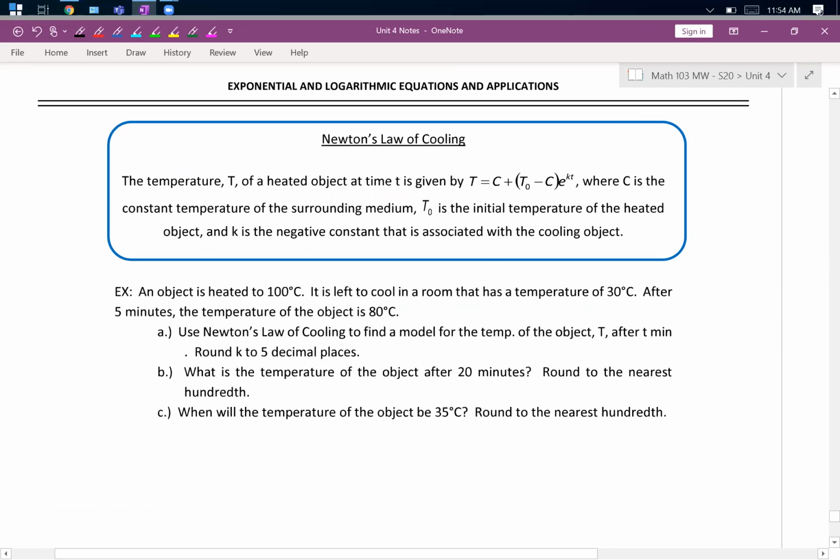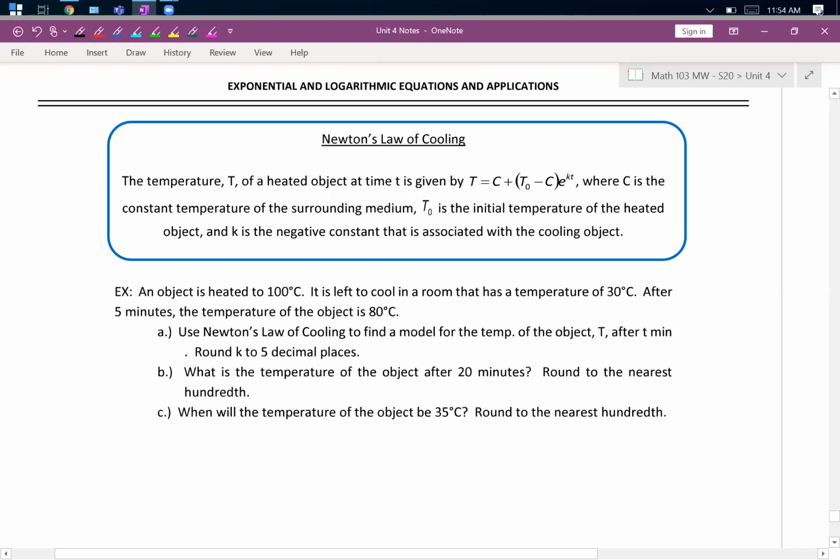The temperature T of a heated object at time little t is given by the equation T equals C plus (T sub 0 minus C) times e to the k times little t power, where C is the constant temperature of the surrounding medium, T sub 0 is the initial temperature of the heated object, and k is the negative constant that's associated with the cooling object.